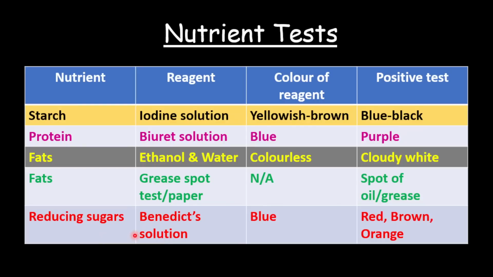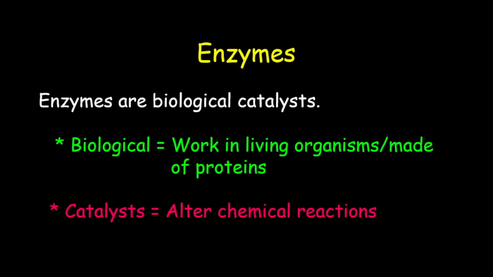The reducing sugar test uses Benedict's solution, which is also blue, just like the biuret solution. If sugar is present, then you get a red, brown, or orange color, more like an orangey, yellowish color as well. That is also a positive test. Anything that is reddish, brownish, or orange in color shows that reducing sugar is present. For Benedict's solution, just to make mention of it, you have to use heat to warm up the mixture so the reaction can take place.